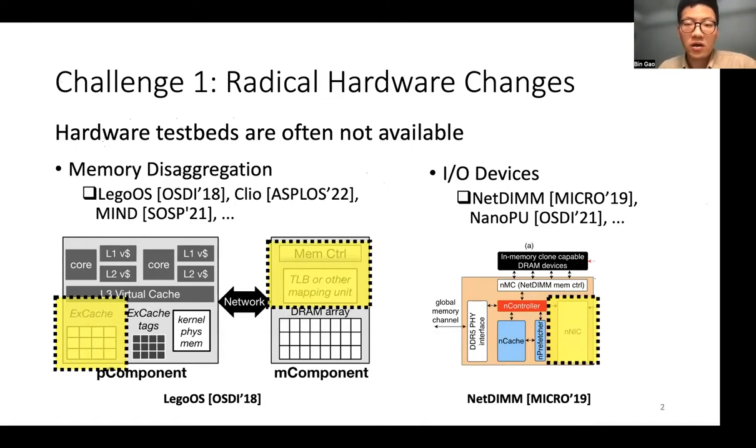For example, LegoOS implements memory disaggregation by turning local memory into a cache and removing address translation from the processor. A different example is NetDIMM. NetDIMM is a disaggregated system architecture that integrates the NIC into a memory module. Such hardware is typically not available to researchers when they are working on these systems.